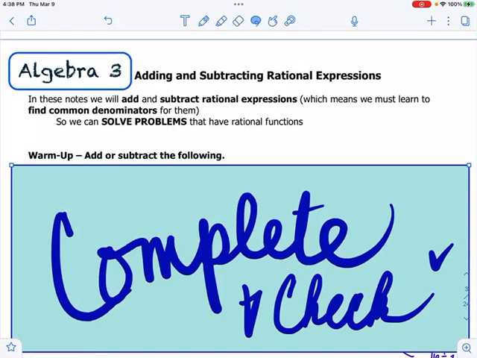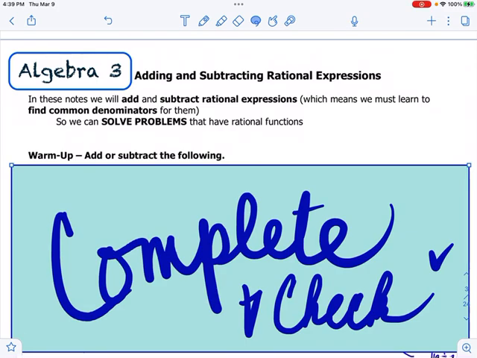Okay, hey, Alg3 kids. So today's topic is we're going to be adding and subtracting rational expressions. And in these notes, we'll add and subtract rational expressions, which means we must learn to find common denominators for them so we can solve problems that have rational functions.